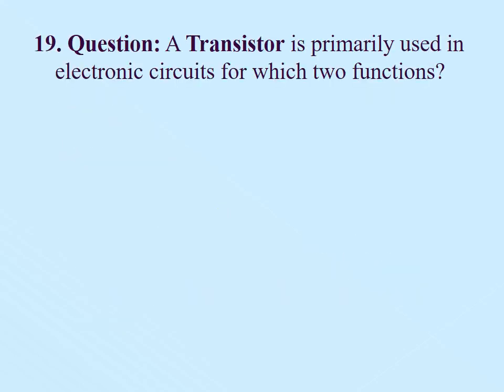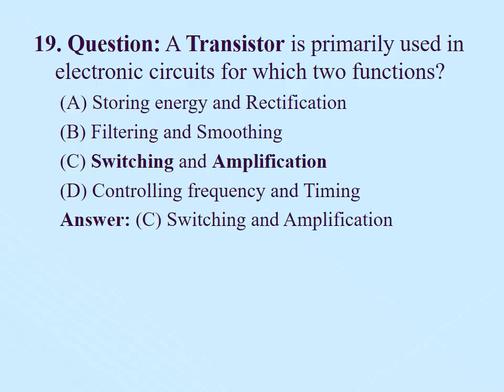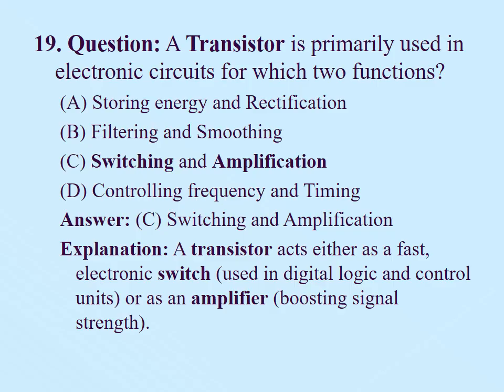Question number 19. A transistor is primarily used in electronic circuits for which two functions? A. Storing energy and rectification. Option B. Filtering and smoothing. Option C. Switching and amplification. Option D. Controlling frequency and timing. Answer is switching and amplification. A transistor acts either as a fast electronic switch used in digital logic and control units or as an amplifier boosting signal strength.